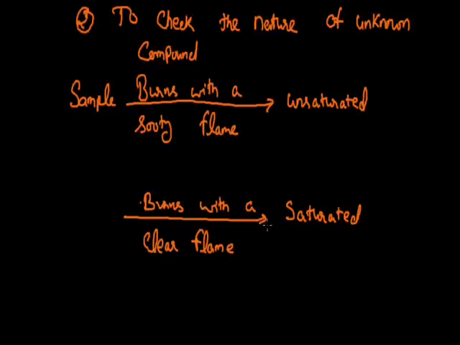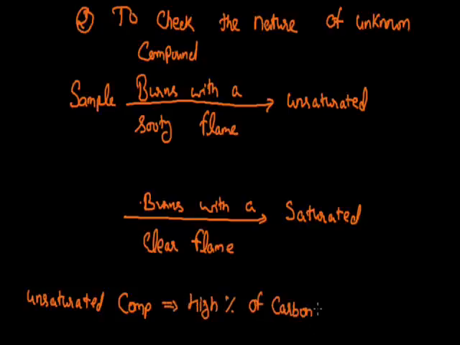with a sooty flame while a saturated compound burns with a clear flame: an unsaturated compound has a high percentage of carbon, higher as compared to a saturated compound. Due to the high percentage of carbon, when it is burned in the presence of oxygen, some unburned carbon particles are left, and due to the presence of these unburned carbon particles the color of the flame seems to be black.